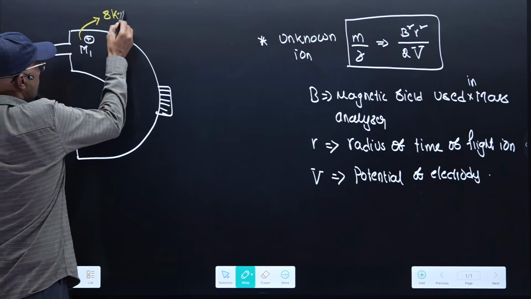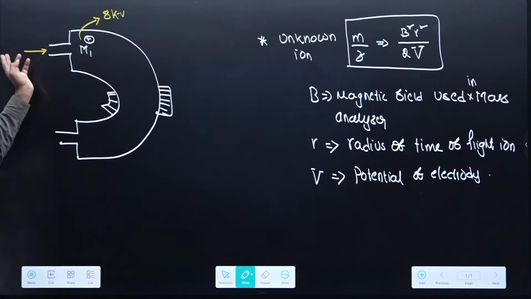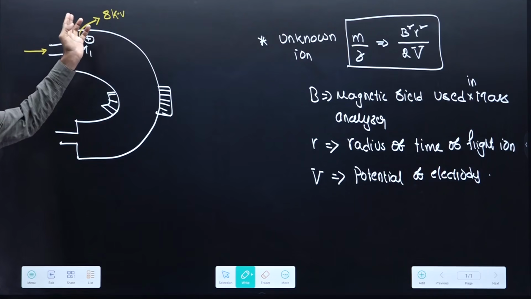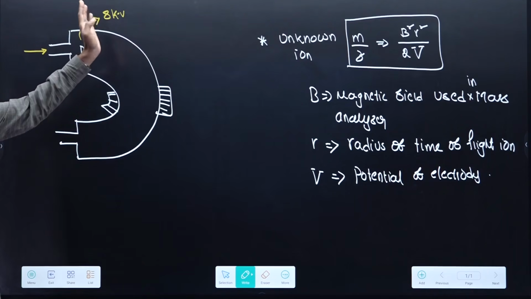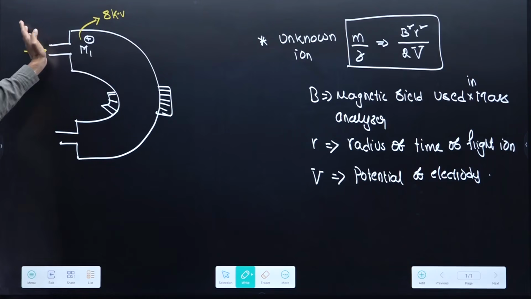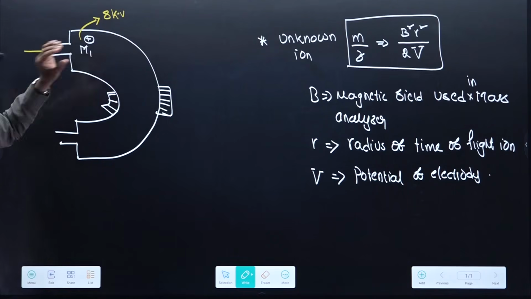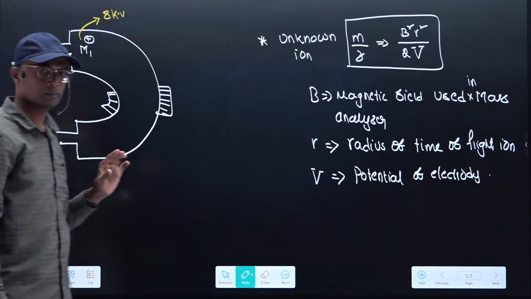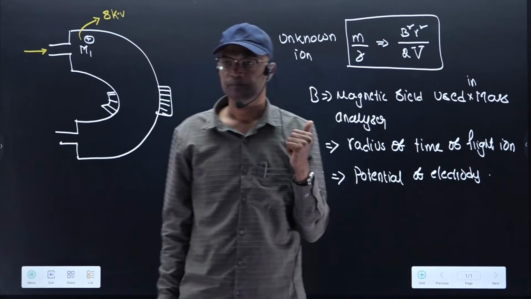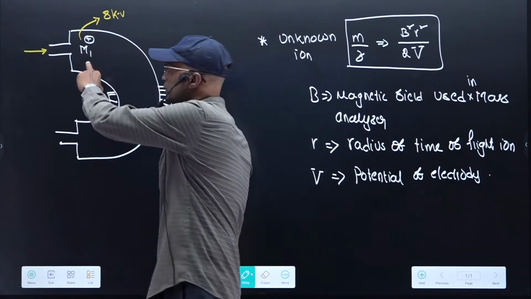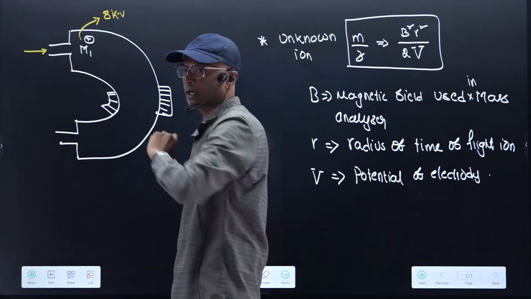Generally, nearly 8 kilovolts of energy is required to accelerate this ion, using the high potential electrodes in the ionic chamber. So when this ion is coming, where is it initiated? It is initiated in the ionic chamber.